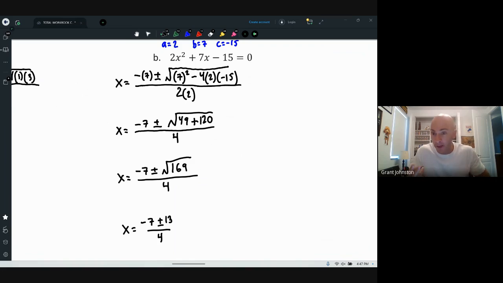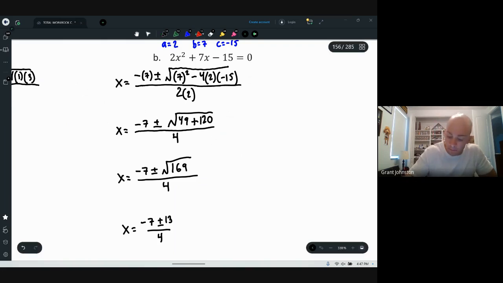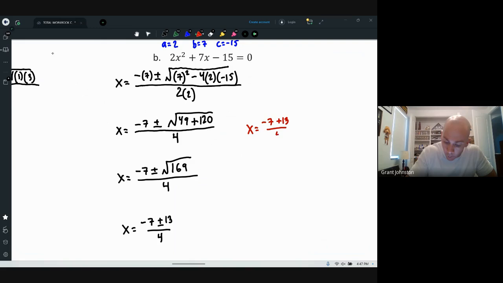So I can break this up into two separate problems, the negative 7 plus 13 divided by 4 and the negative 7 minus 13 divided by 4. So why don't I finish this problem off in a different color maybe. So I'm going to start up here. x equals negative 7 plus 13 divided by 4. That's going to give me one of the answers. And the other answer will be x equals negative 7 minus 13 divided by 4. So I'm going to compute this one first.